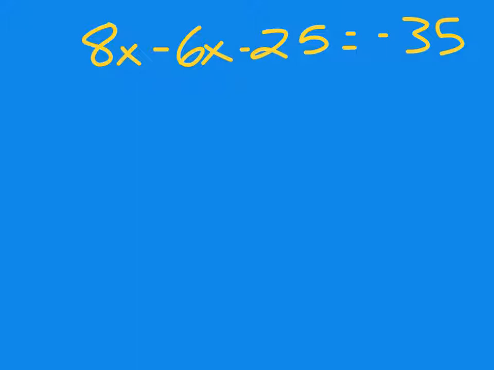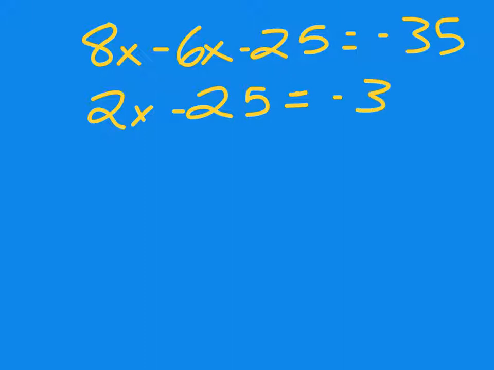Well, the first thing that I would do is combine like terms. So I would get the x's together. This 8x minus 6x, I would combine that, and 8x minus 6x is going to leave you with 2x. Everything else stays the same. You just bring it on down a level, and you're left with 2x minus 25 equals a negative 35.